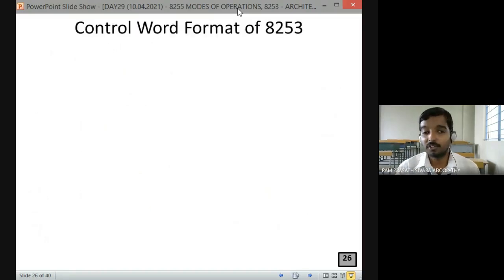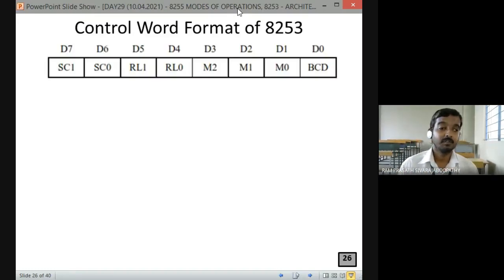Now, the control word format of 8253. Fine. So the control word format, today in class, stop. Fine. Okay. So this is the control word format of 8253. Okay.